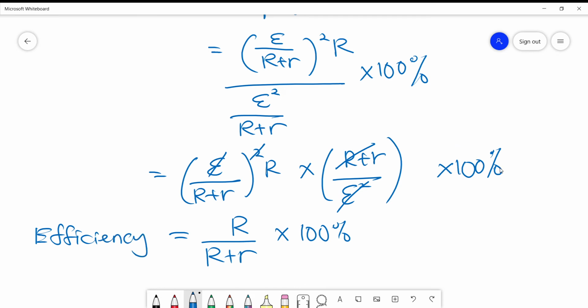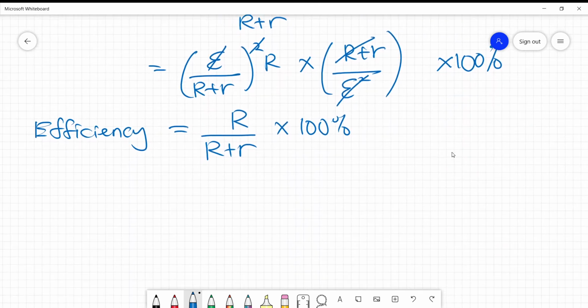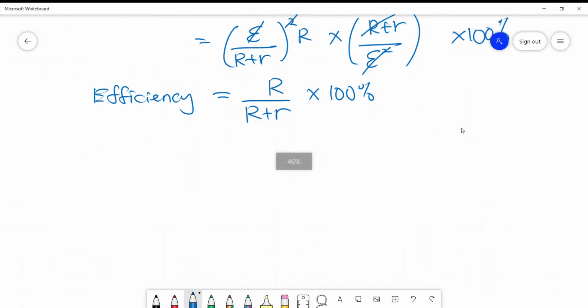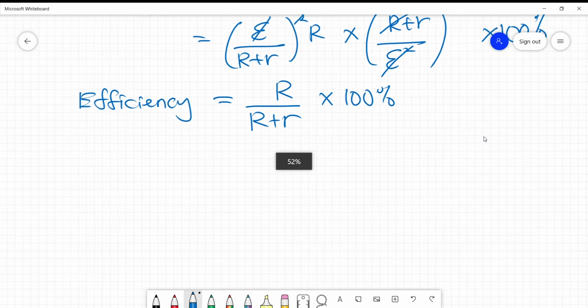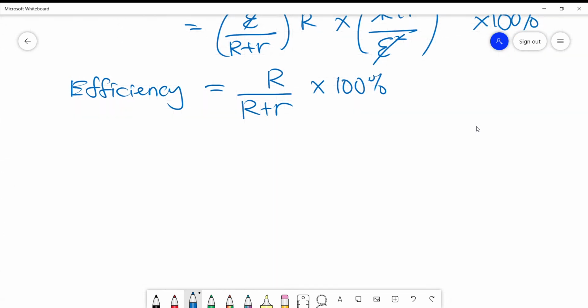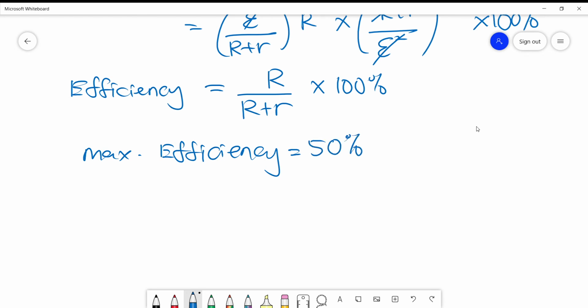So for the maximum efficiency, basically it is only half. If the efficiency is maximum, the percentage that we actually get is only 50%. So maximum efficiency basically is 50%.